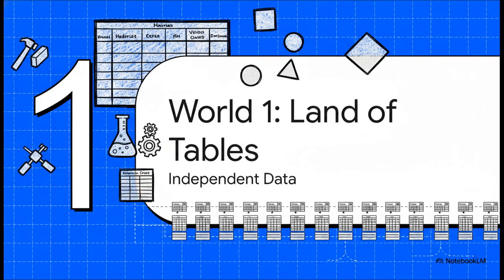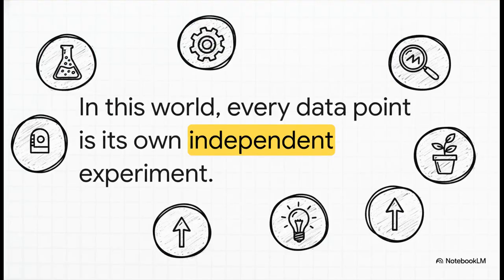All right, let's start in that first world, the land of tables. This is where you'd find things like a big database of materials properties, or tables full of reaction yields under different conditions. It's structured, it's organized, and it has one really, really important characteristic. And that characteristic is independence. Every single row in the table is its own little self-contained story. What happened in experiment number 5 has zero direct influence on what happens in experiment number 6. They're all just individual portraits, just like in that photo album analogy.